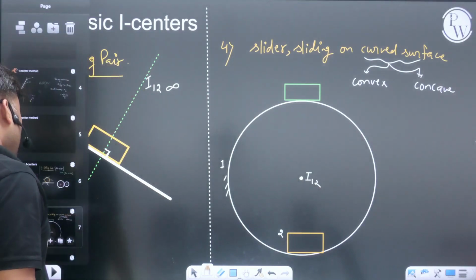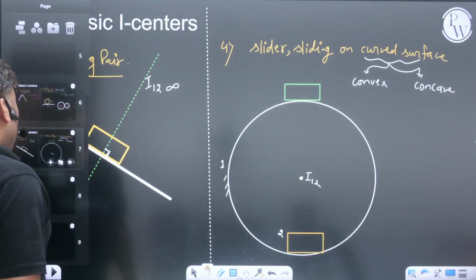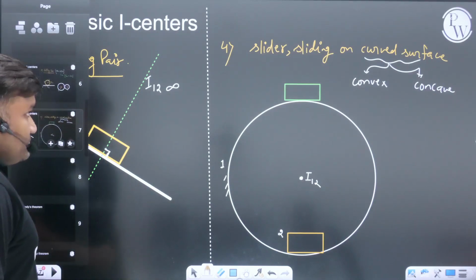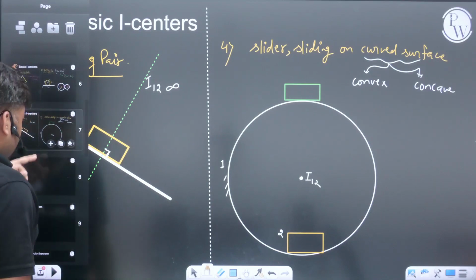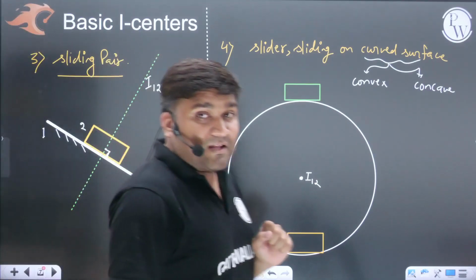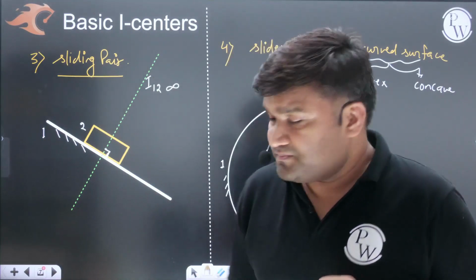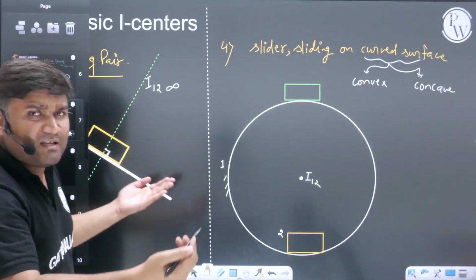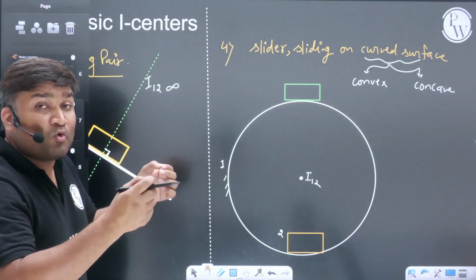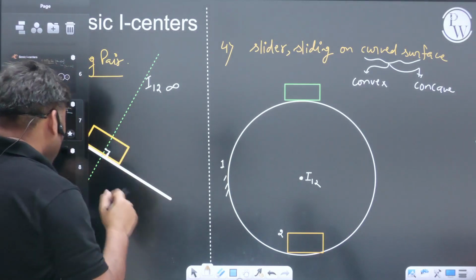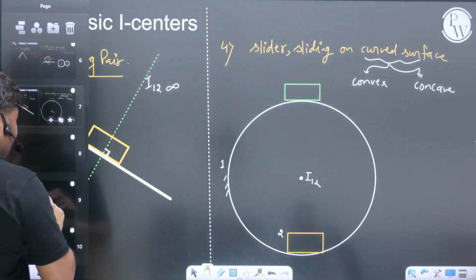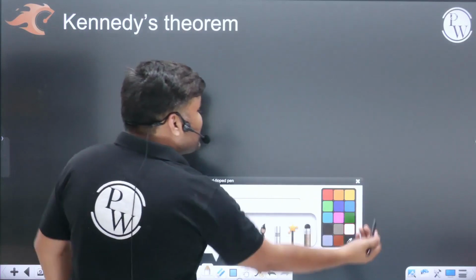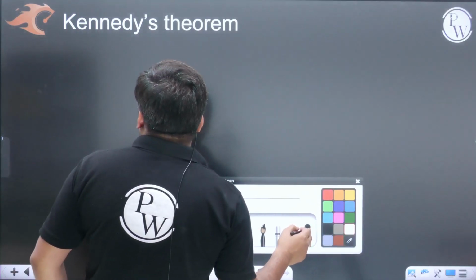Now, some basic I centers you have already calculated. Listen carefully. For the rest of the I centers, you have to have some more theorems. And what are going to be those theorems? The very important theorem is Kennedy's theorem. A few basic I centers I have already got. The rest of the I centers you can calculate. How do you calculate, beta? How do we calculate?